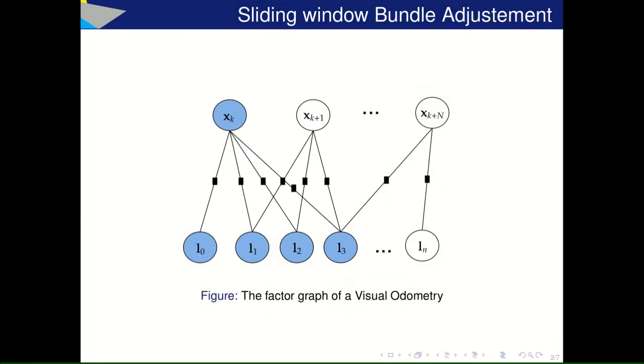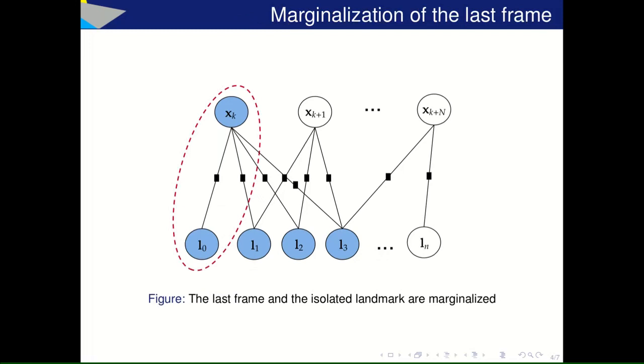To lower the computational cost of our system, we focus on the optimization of our problem. We use the factor graph representation to illustrate a sliding window visual odometry. We have here a fixed number of robot states and only visual constraints between robot poses and landmarks. When we reach the boundary of the window, we marginalize the first frame and the isolated landmarks using all the factors in the Markov blanket that is represented in blue.